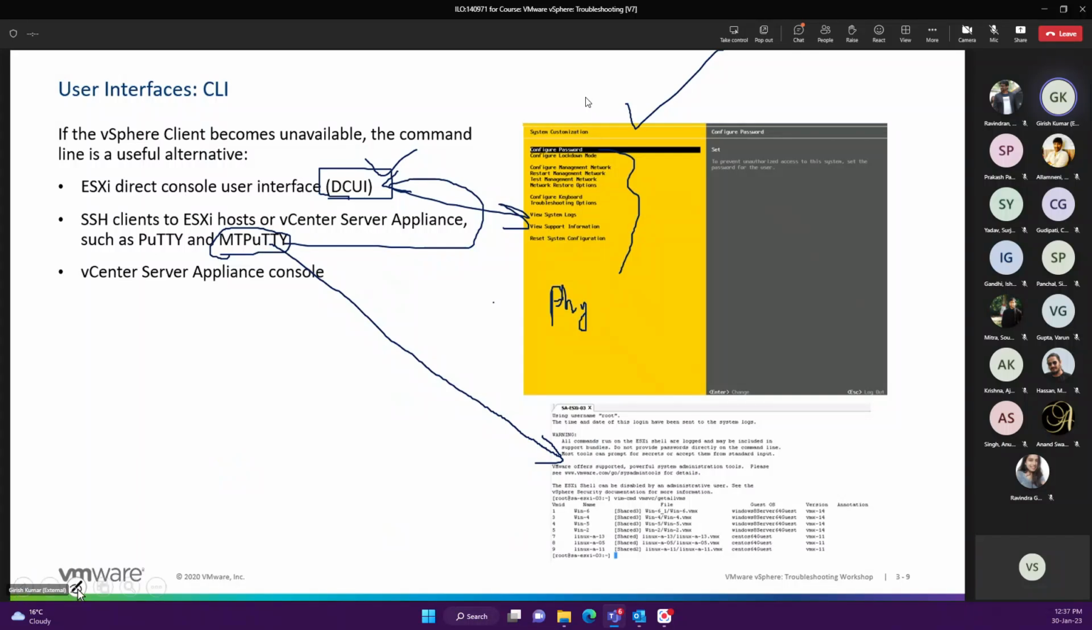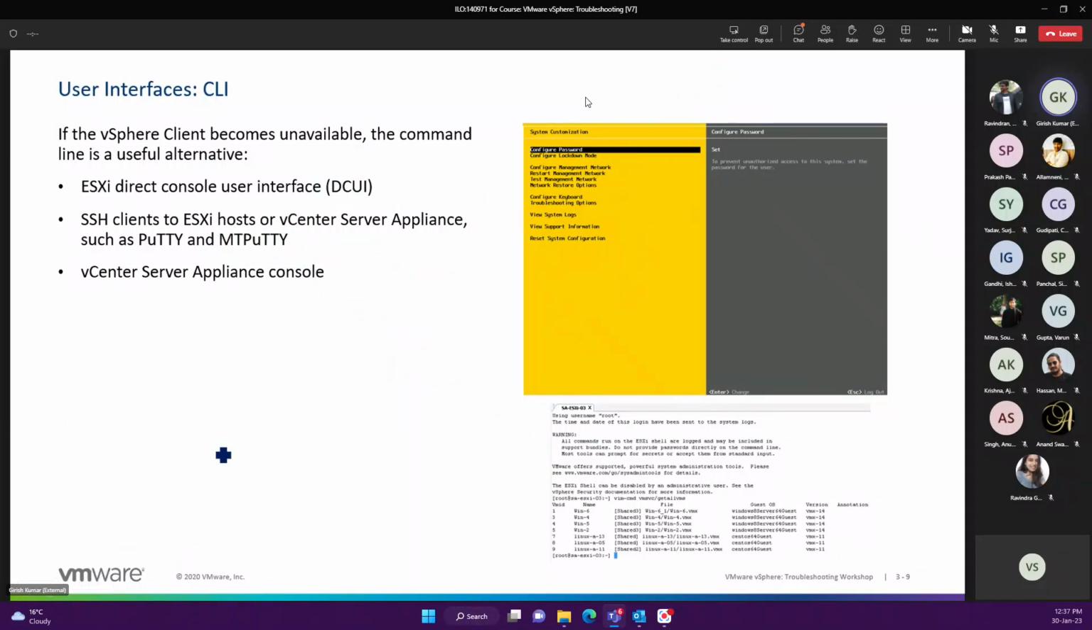The vCenter appliance also has its own VAMI interface, and that we are also going to see. Lastly, vCenter Server level troubleshooting and ESXi level troubleshooting.